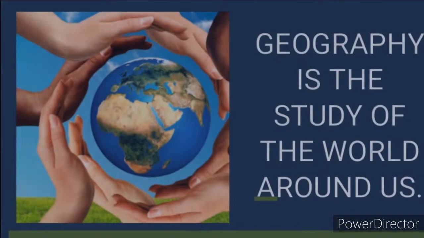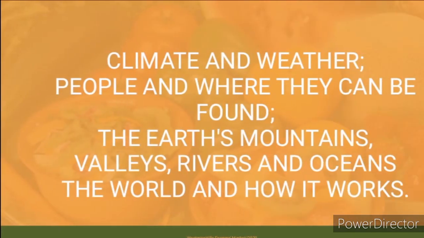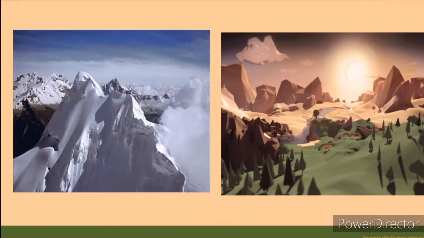What is geography? Geography is the study of the world around us. In geography, we study things like the climate and weather, people and where they can be found, the Earth's mountains, valleys, rivers, and oceans, and the world and how it works. Okay, those are some of the things that we study in geography.